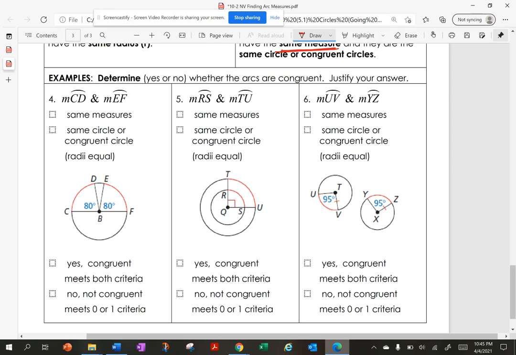Arc CD, I'm asking about CD and EF. Do they have the same measures? The arcs are equal to the central angles. So yes, they have the same measures, which are 80 degrees. Are they the same circle or are they congruent circles? These are the same circle. So yes, this is true. So are my arcs congruent? Yes, they're congruent because they meet both criteria.